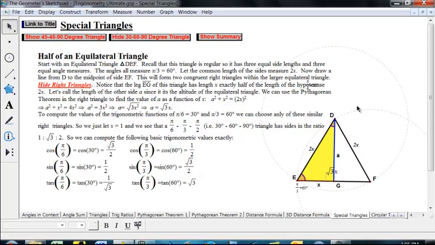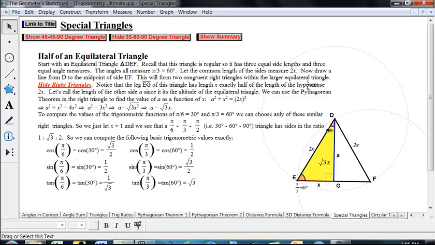Well, an equilateral triangle is not a right triangle, okay? But let's let the side be 2x. And then what we're going to do is split it down the middle. So we draw a line from D to the midpoint of the other side, and that turns out to be a right angle right there. And we'll call A the altitude, or the height of the triangle. And then B will be x here, which is half of a side of the original equilateral triangle, and this side over here is 2x.